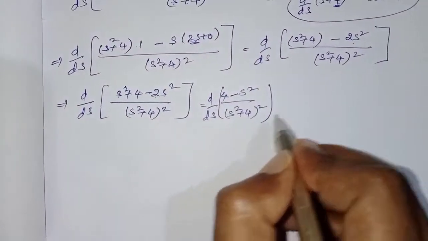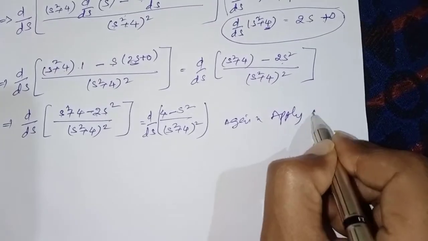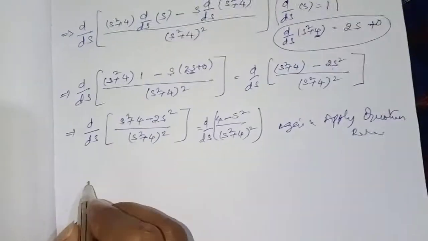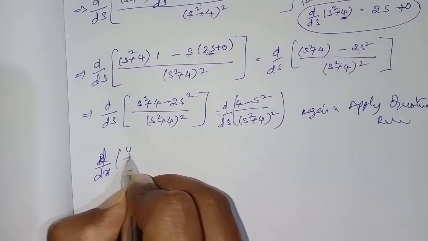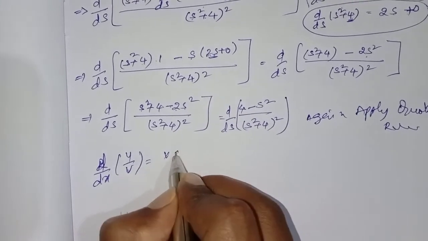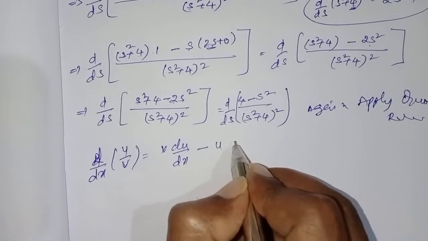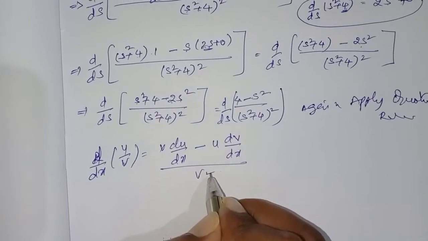Now here again apply the quotient rule, which means that d by dx of u by v is equal to v into du by dx minus u into dv by dx whole upon v square.